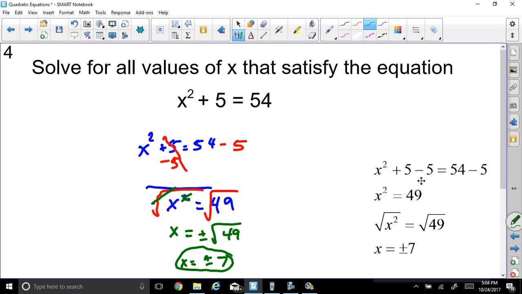So again, we subtracted to get the square, the exponent by itself, and that way we can isolate it. Then we take the square root to get rid of that exponent, taking the square root of both sides, and we have x equals positive and negative 7.